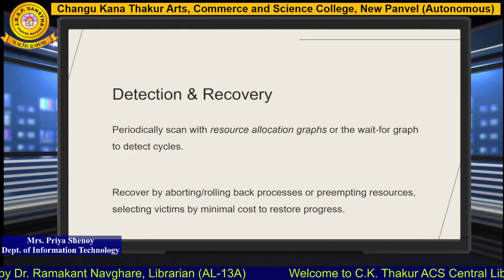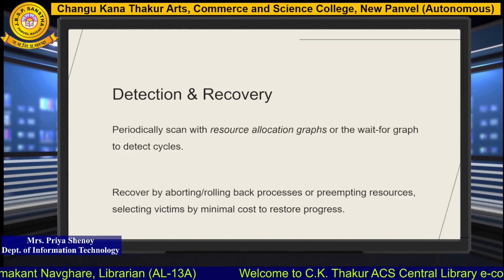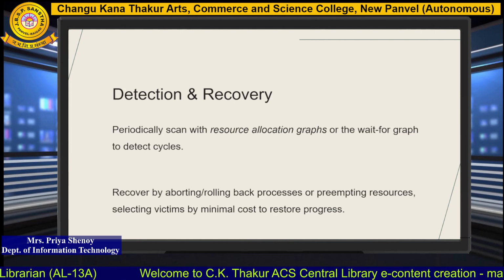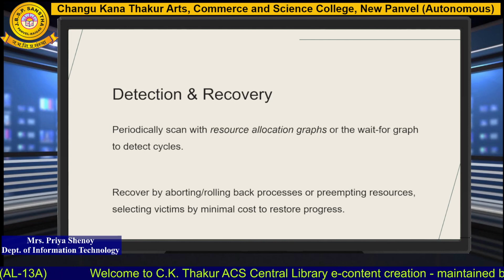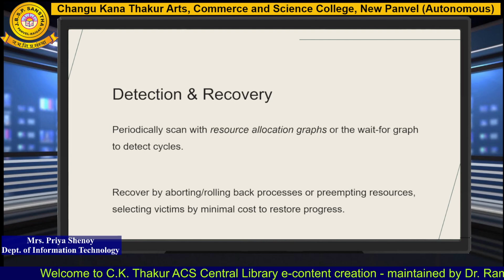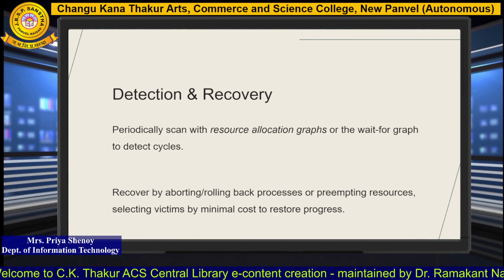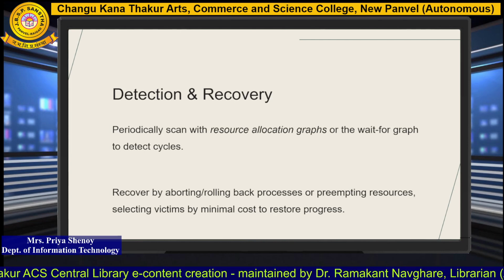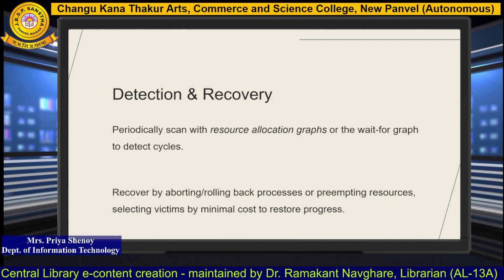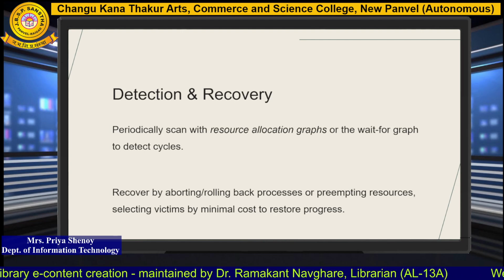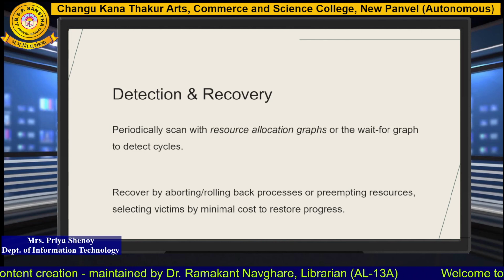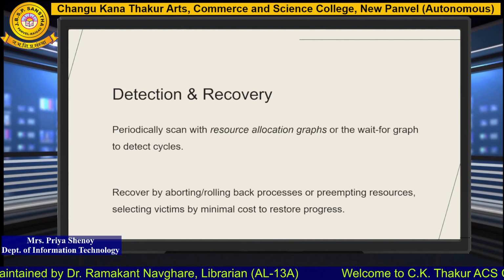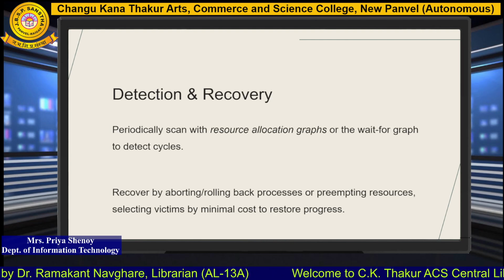For deadlock detection and recovery, resource allocation graphs are scanned periodically or the wait-for graphs are used to detect the cycles in the system. Systems are recovered by either aborting all of the processes or rolling back a particular process or preempting the resources from the system. If the resources are to be preempted, then we have to select the victim, that is, which process or which resource is to be selected for preemption.